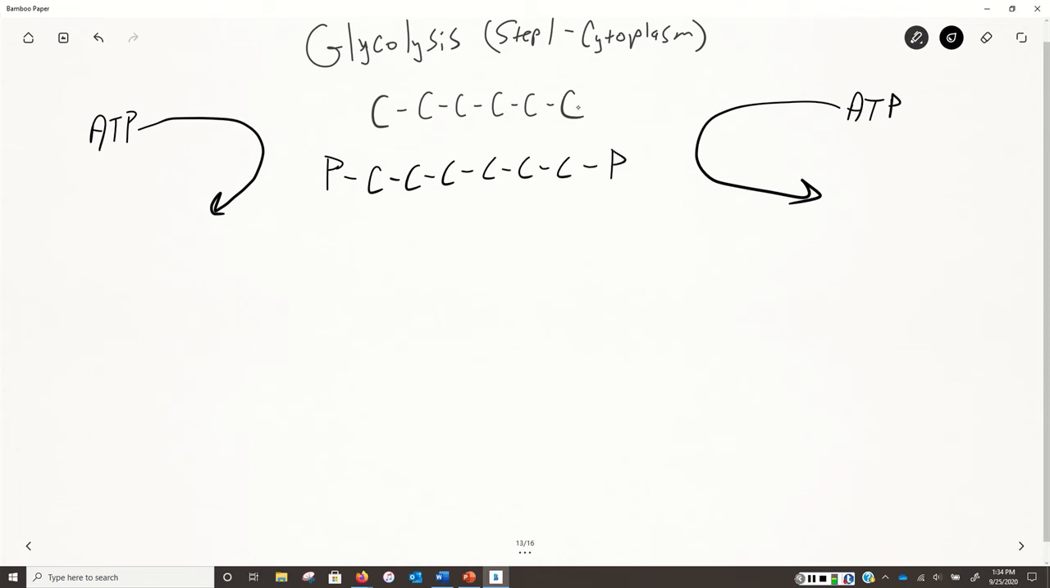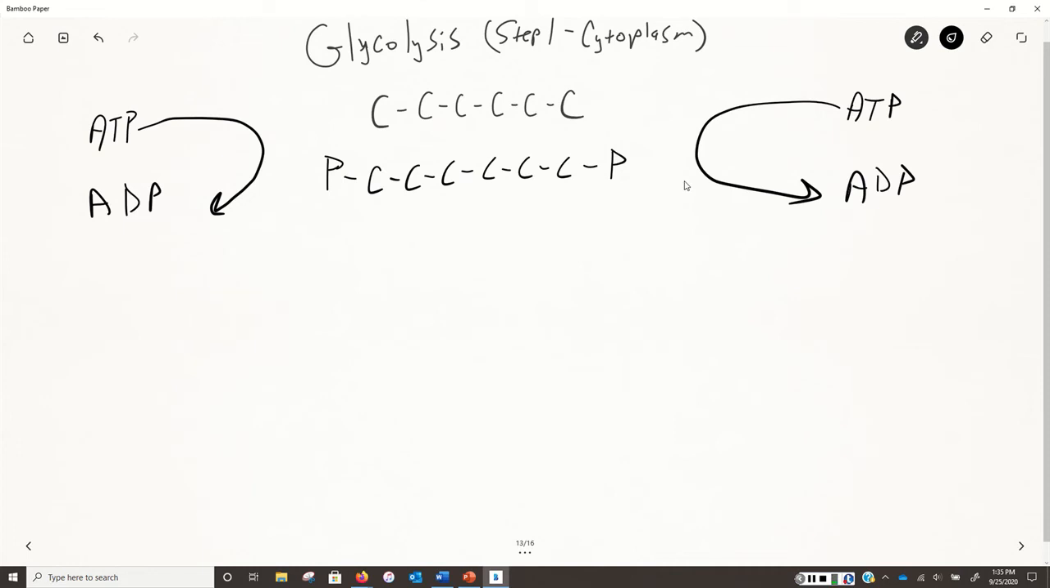What does that leave with our ATPs? If we gave away our phosphate, then we're left with ADP. 2 of them. Where did our phosphates go? They went on each end of this carbon chain.